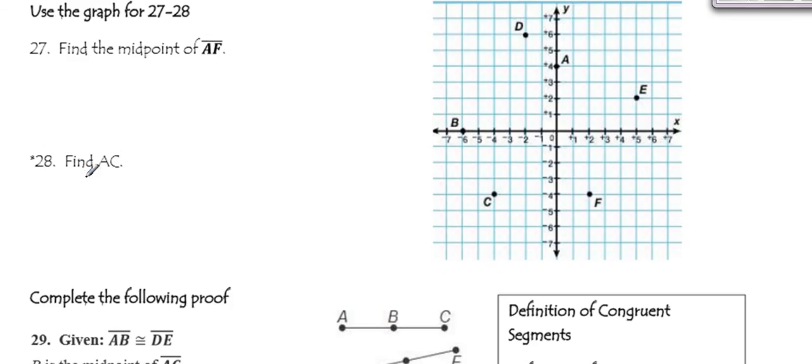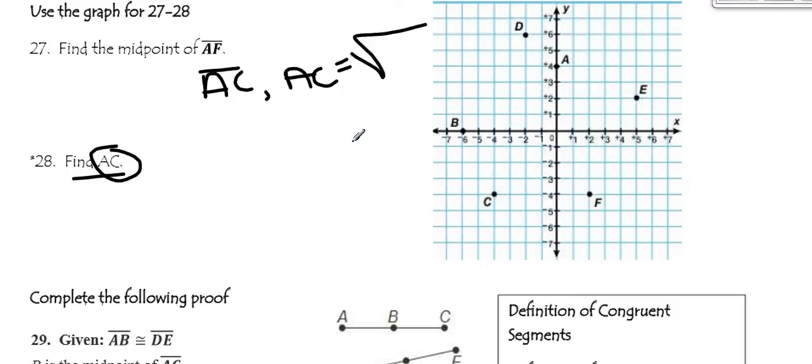Number 28 says find AC. Well, what about AC? Remember, the difference between this AC and this AC, without the segment bar, is telling us to use the distance formula. The distance formula, you have to have it memorized. Start with a negative, and a plus in the middle. Then write the square root, and it's going to be x minus x squared plus y minus y squared.